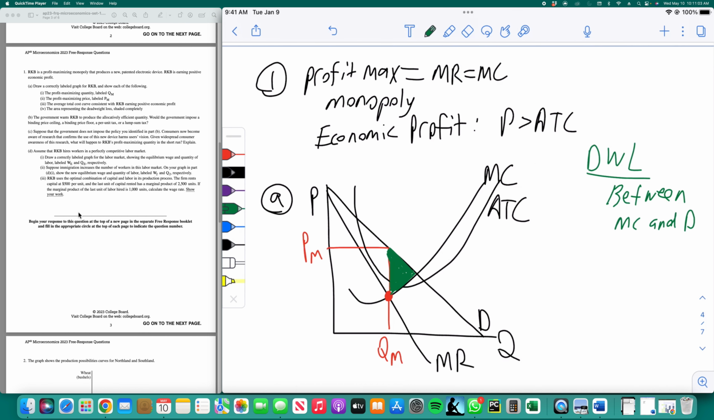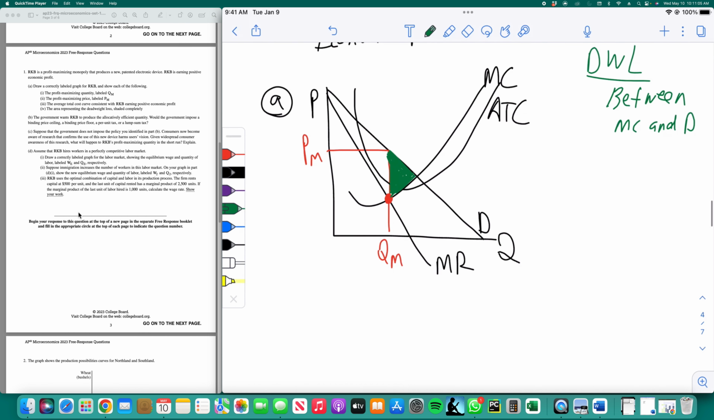Part B. The government wants RKB to produce the allocative efficient quantity. Would the government impose a binding price ceiling, binding price floor, per unit tax, or a lump sum tax? Well, first off, a lump sum tax does not change quantity. Second, they say the allocative efficient quantity.